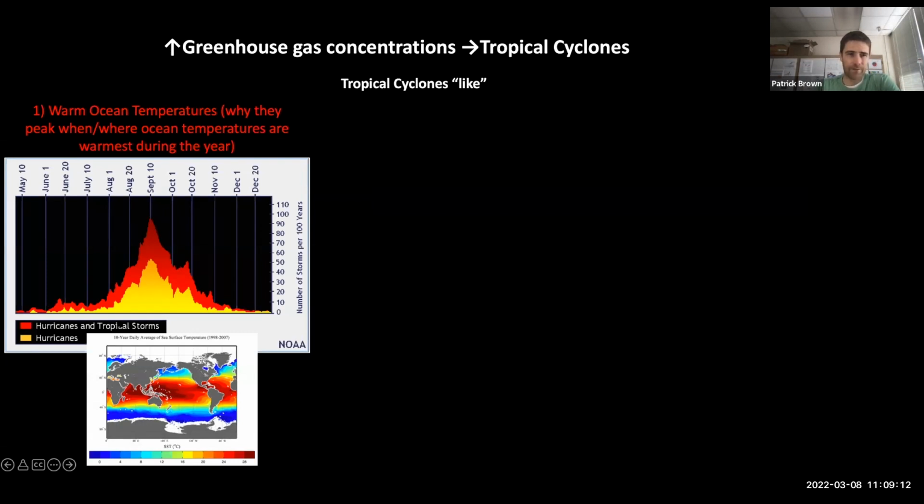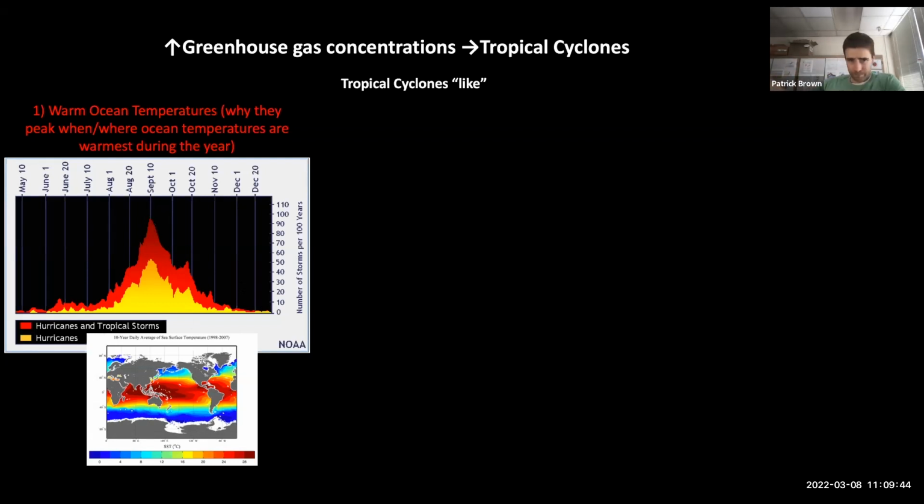And so we can see that geographically, but then we can also see that in the seasonal cycle. So this is a graph of the average number of storms per 100 years, tropical cyclones and hurricanes. This is in the Atlantic basin. And we see that we have this very sharp peak around September 10th. And that coincides very much with the warmest sea surface temperatures in the Atlantic.